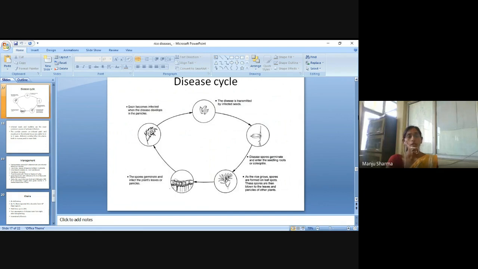Then the grain becomes infected. The grain becomes infected when the disease develops in the panicles. After the development of the disease in the panicles, it will again be transmitted by infected rice seed, then the disease spores will germinate and enter the seedling roots or coleoptile.